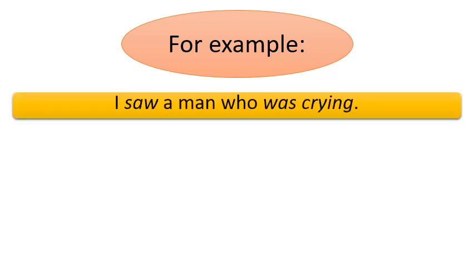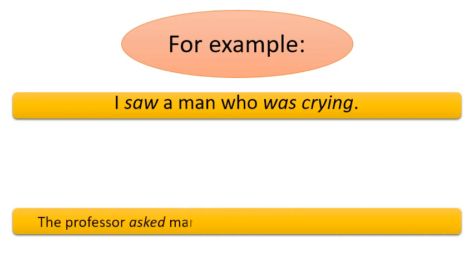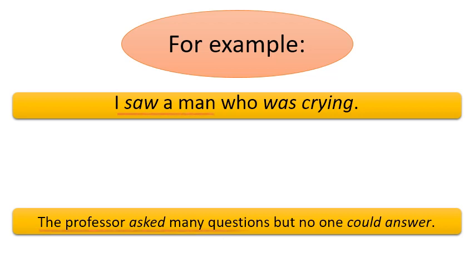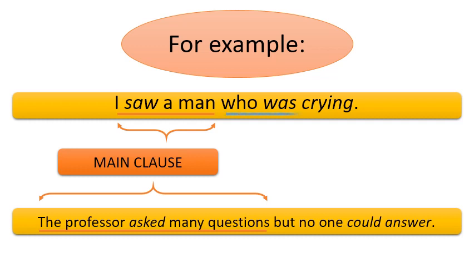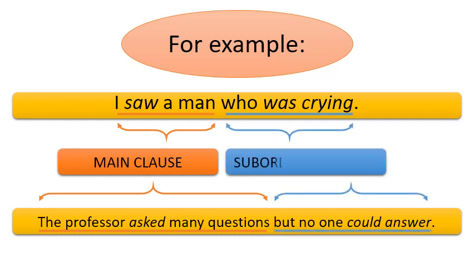Number 1, I saw a man who was crying. Number 2, the professor asked many questions but no one could answer. As you can see in these sentences, "I saw a man" and "the professor asked many questions" are the main clause, or principal clause, or independent clause. "Who was crying" and "but no one could answer" are the subordinate clause, or dependent clause.